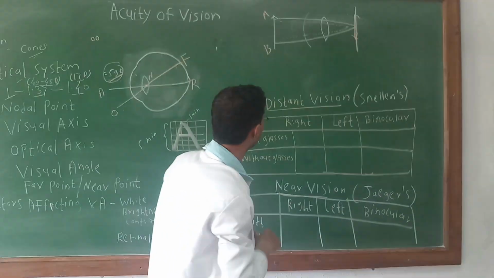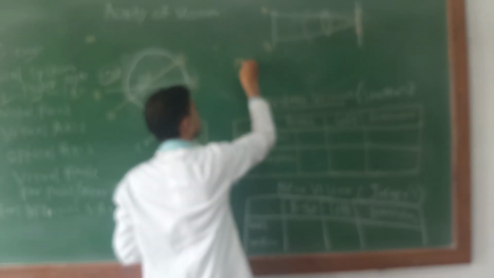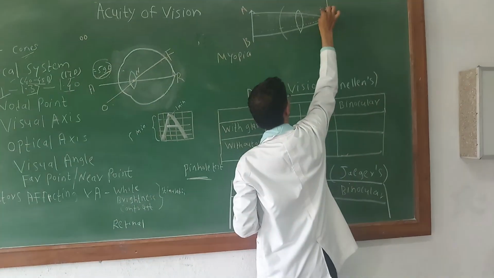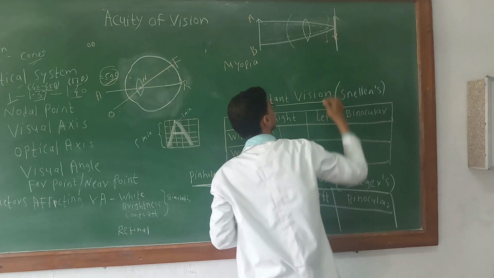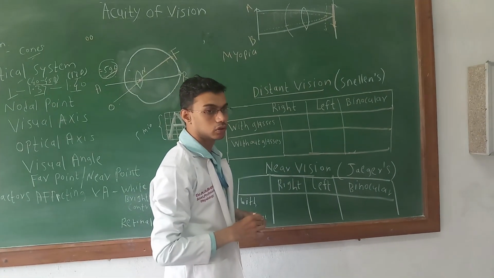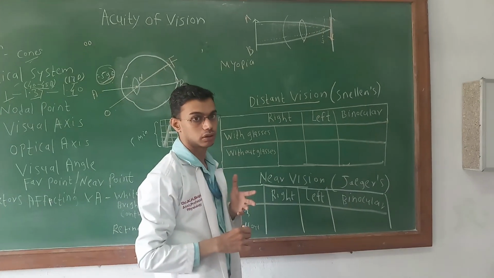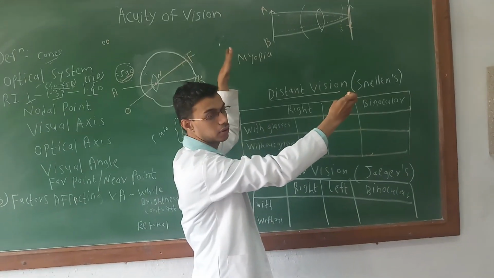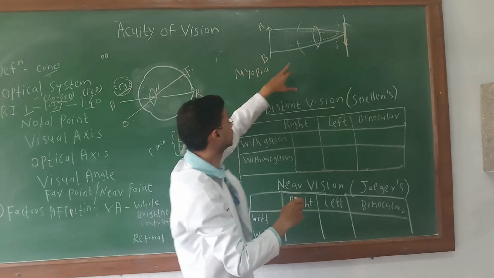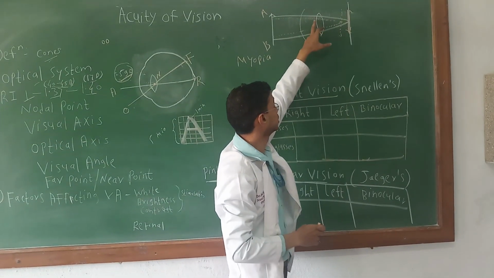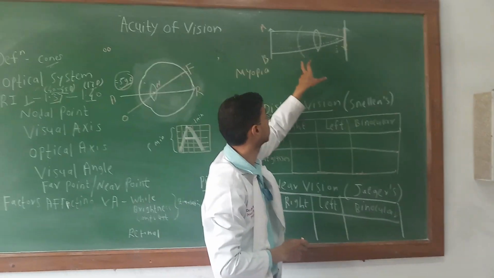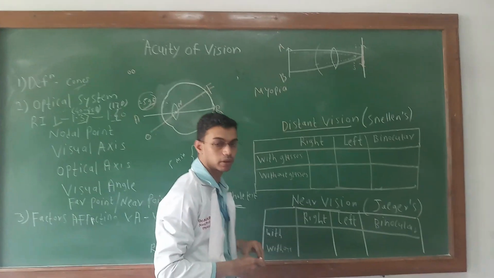Okay. Now, what is myopia? Myopia is nothing but when we ask the person to see a distant object, the image does not fall over the retina. The image falls in front of the retina. This is called myopia. So the person is unable to see the distant object. So what are the causes of myopia? It can be because of increased anterior-posterior diameter of the eyeball, increased curvature of the lens, or increased dioptric power of the lens, and increased curvature of the cornea. These are the causes of myopia.